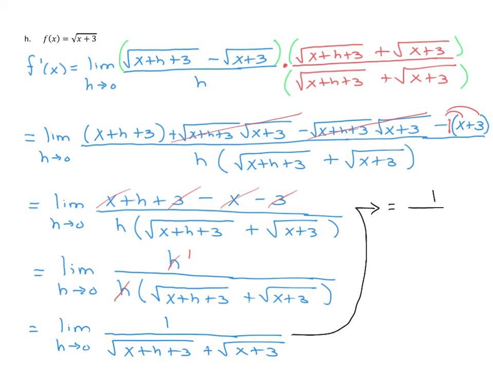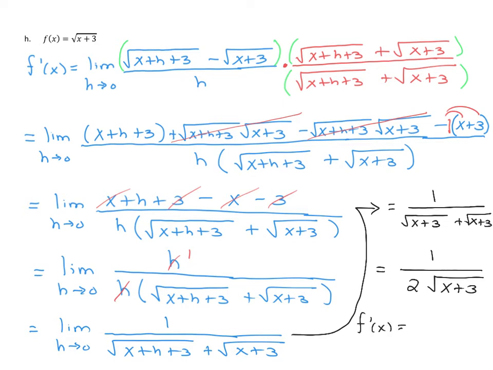In the top, you have the number 1. In the bottom, you have the square root of, well, it's really x plus 3 because the h becomes 0. You don't need to write it. And then you get the second square root of x plus 3. And said another way, this is 1 over, you have 2 of these square roots of x plus 3. This is the answer to the question. The derivative of our original function is 1 over 2 times the square root of x plus 3.